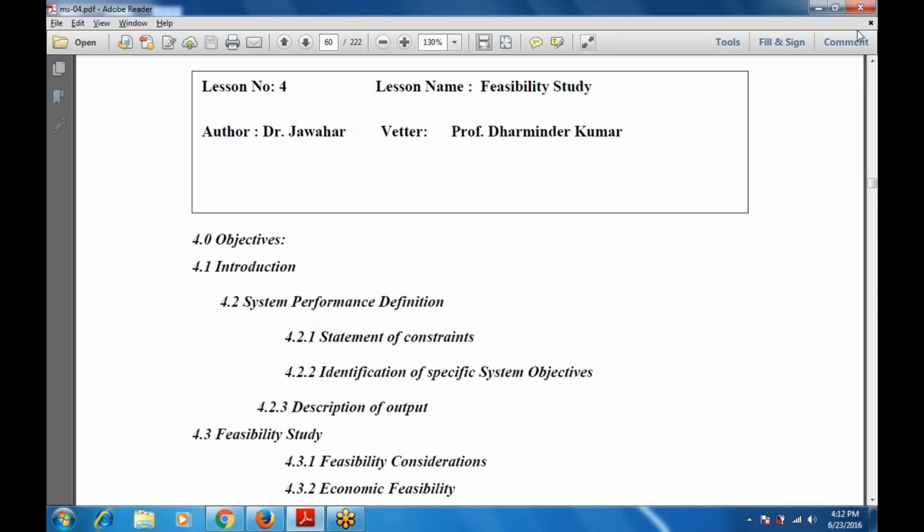One is the statement of constraints. The next one is identification of the specific system objectives. The next one is a description of the outputs. That is the system performance definition.